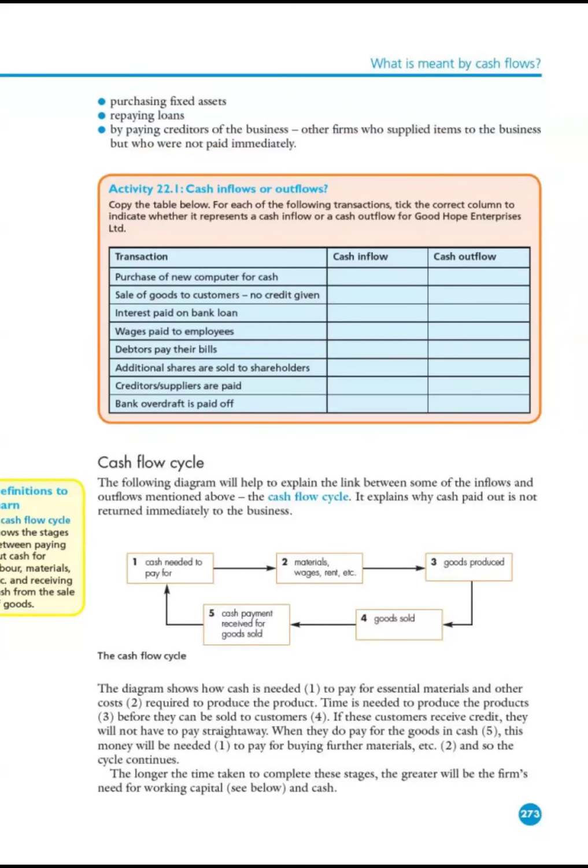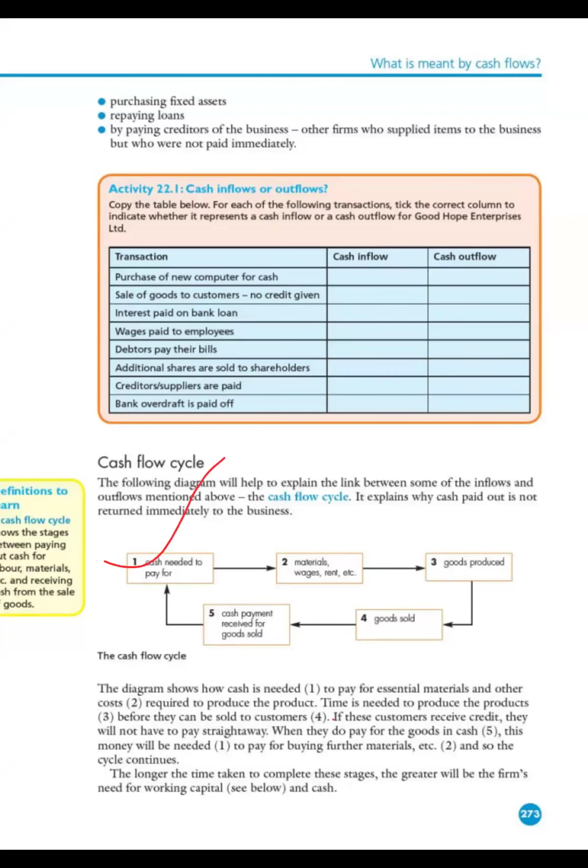You see, the diagram below will help us to explain the link between some of the inflows and outflows mentioned above. And so it is called the cash flow cycle. It explains why cash paid out is not retained immediately into the business. And this is what we want you to understand. This is called the cash flow cycle. Number one, cash is needed to pay for something. Number one, you need cash. Okay.